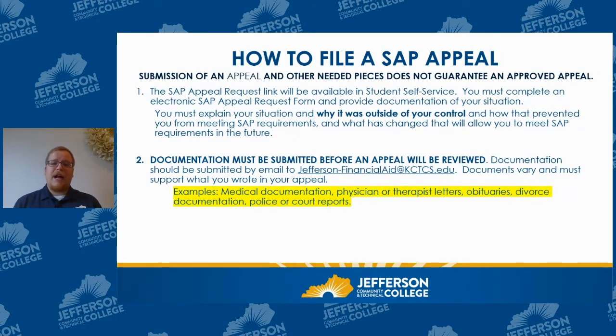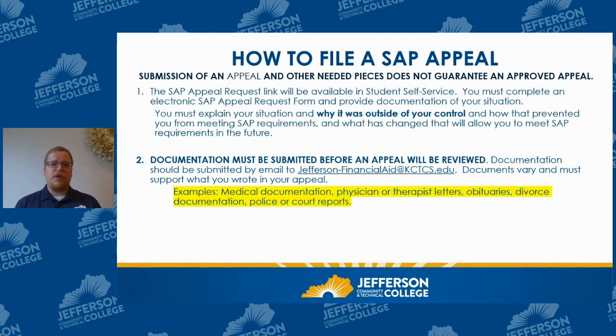If you have any questions or you're not seeing it in there, you can contact the Financial Aid Office. After you complete the electronic SAP appeal form, we will need some documentation for your situation. You must explain in your appeal what your situation is, why it was outside of your control, and how that prevented you from meeting the SAP requirements.